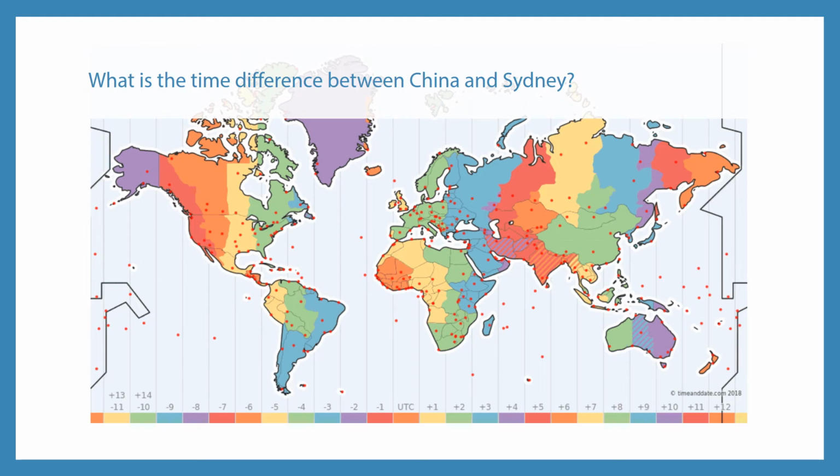Okay, so now can you find the time difference between China and Sydney? So China is over here. China is over here. Sydney is still down here. Okay, so China is this green here, which correlates to the green down here. Sydney is the +10. So all you have to do is jump forward 2 hours or 2 time zones. So you could have either said that Sydney is 2 hours ahead of China, or that China is 2 hours behind Sydney.